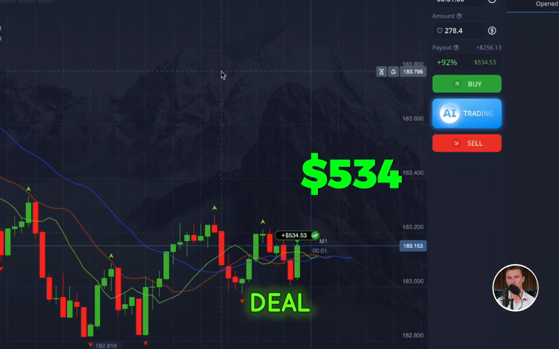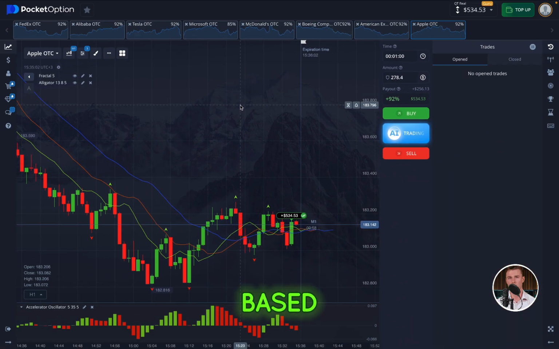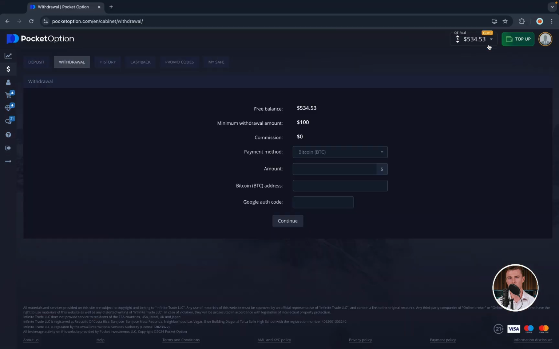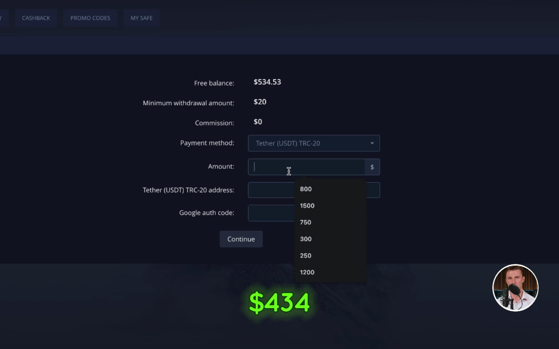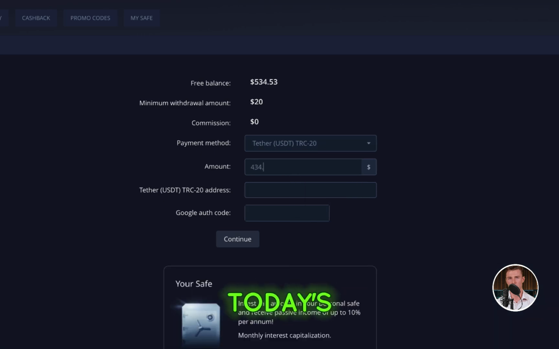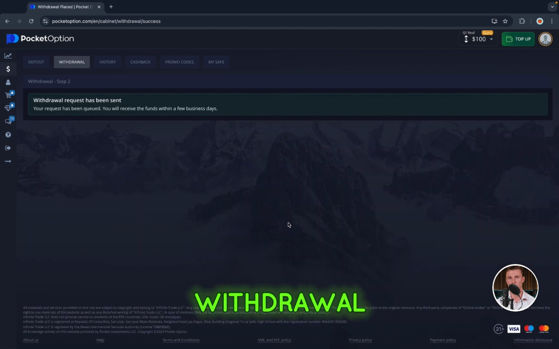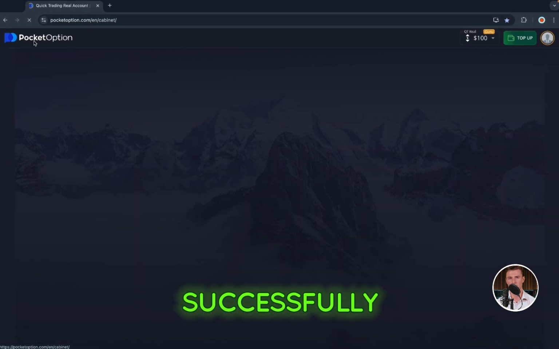And the deal was closed perfectly based on this result. Let's probably fix today's profit. In general, a good trade turned out. Go to the withdrawal tab. $434 is the amount of today's profit. The withdrawal operation is being successfully performed.